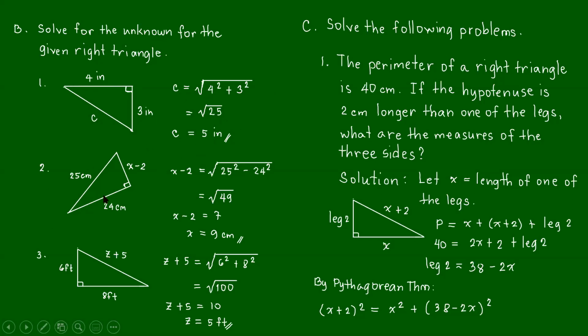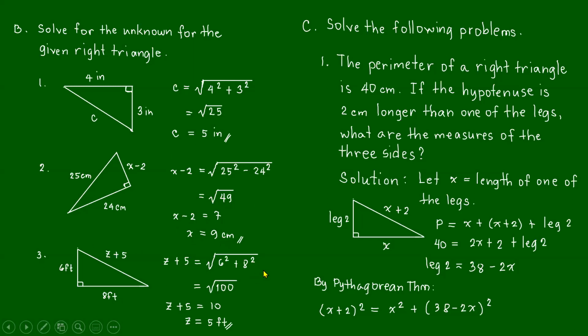What is the unknown in number 2? The unknown is what? X. So solve for X. So the side is x minus 2, but the unknown is x. So x minus 2 is one of the legs. So it is the square root of, so inside is the difference. Hypotenuse squared minus one leg squared. So getting the other leg, which is square root of 49, 7. So the other leg is 7. But what is x? 9 centimeters. Okay? So x is equal to 7 plus 2.